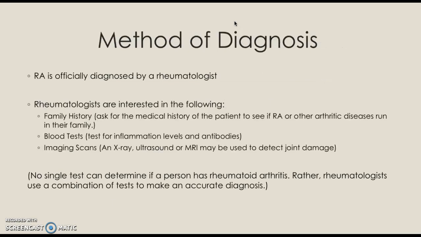Method of diagnosis. RA is officially diagnosed by a rheumatologist. Rheumatologists are interested in the following. Family history: they ask for the medical history of the patient to see if RA or other arthritic diseases run in the family. Blood tests, which test for inflammation levels and antibodies in the blood. And then imaging scans, such as an X-ray, ultrasound, or MRI, may be used to detect joint damage. It's important to note that no single test can determine if a person has RA. Rather, rheumatologists use a combination of tests to make an accurate diagnosis.